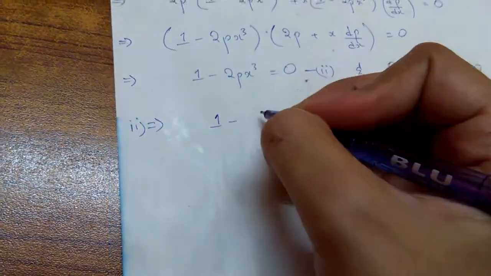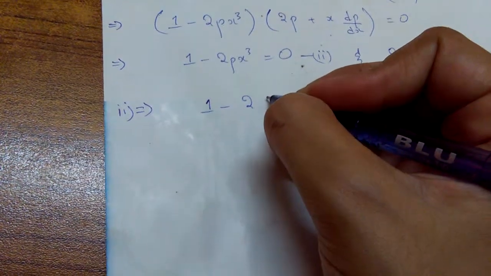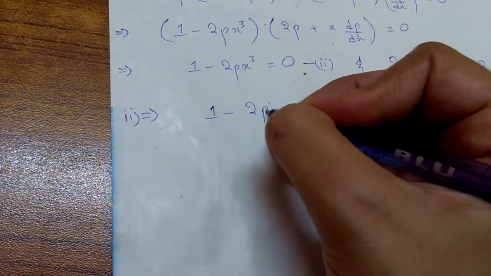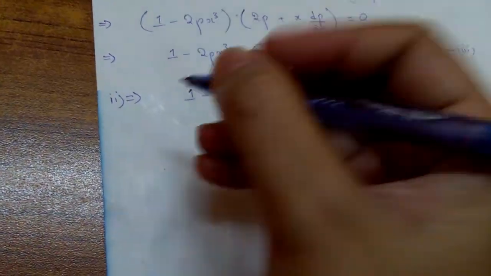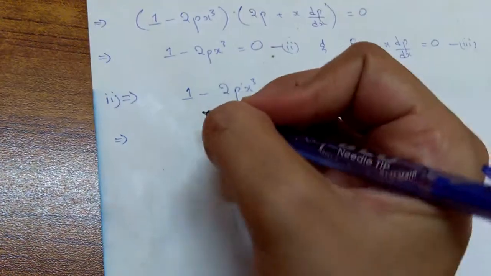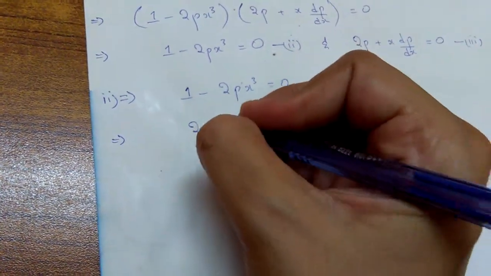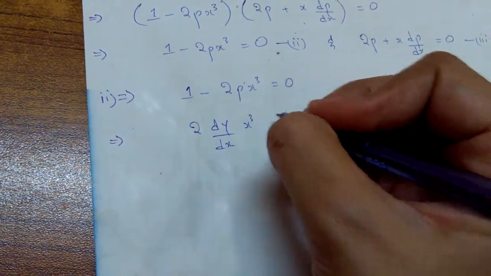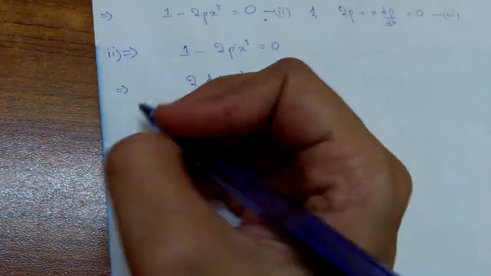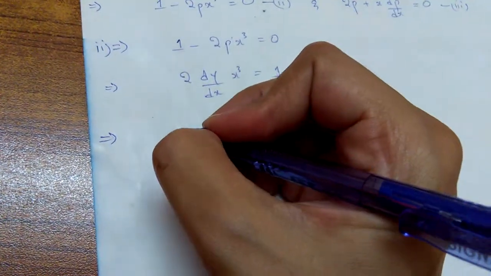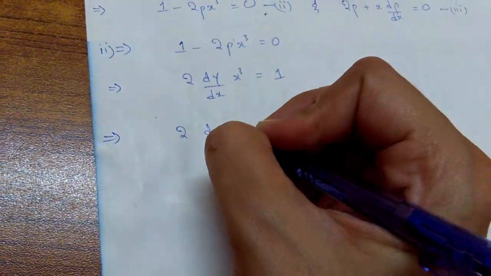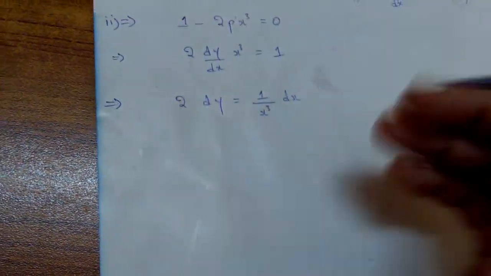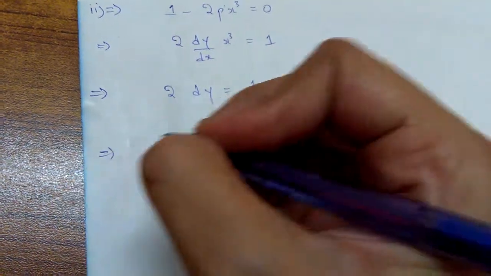Let's do 1. All right, so 2 dy is going to be 1 upon x cubed dx, method of separating variables. And now we will integrate both sides.